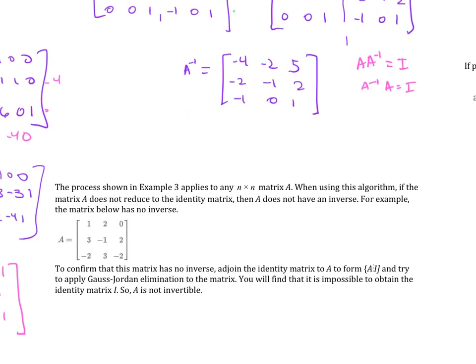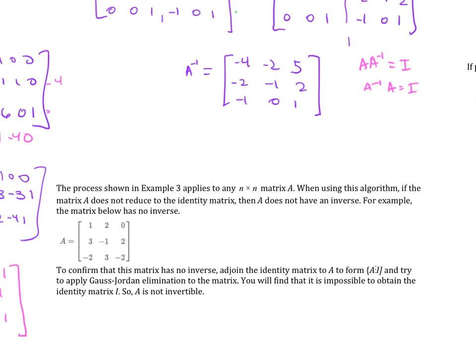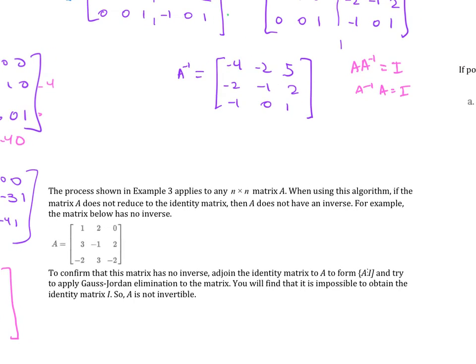The process shown in example 3 applies to any n by n matrix A. When using this algorithm, if the matrix A does not reduce to the identity matrix, so it doesn't work out, then A does not have an inverse. So this one does not have an inverse. To confirm that this matrix has no inverse, adjoin the identity matrix to A to form A and then the identity, and try to apply Gauss-Jordan elimination to the matrix. And you'll find that it's impossible.